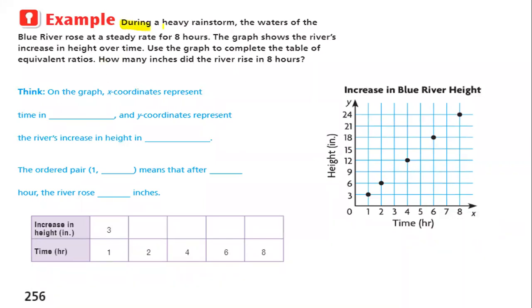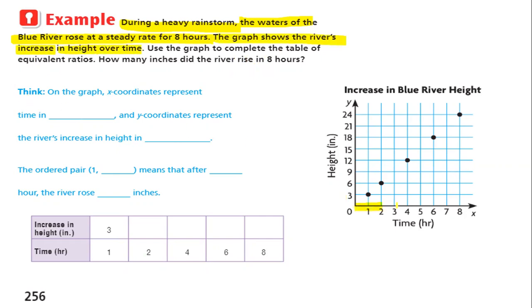Again, during a heavy rainstorm, the waters of the Blue River rose at a steady rate for 8 hours. Okay, the Blue River water rose and still rose for 8 hours. Do you understand me, guys? Do you imagine this? The graph shows the river's increase in height over time.